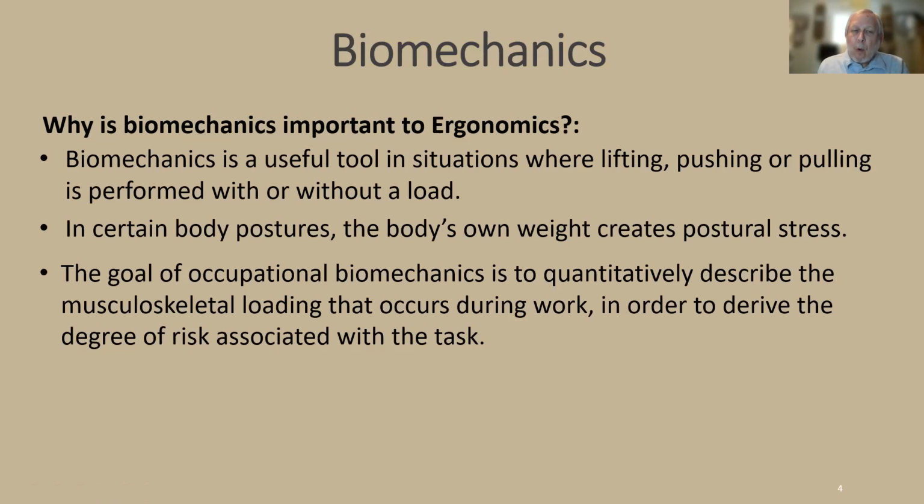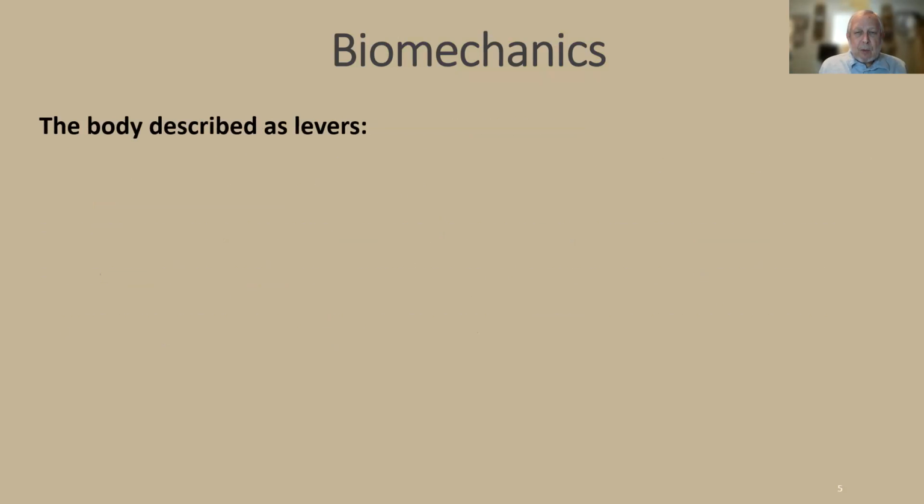Think about it a minute. The goal of occupational biomechanics is to quantitatively. What's quantitatively as opposed to qualitatively? Qualitatively is usually expressed in words like high or low or good or bad or a whole lot, whereas quantitatively is expressed in numbers like 27 or 52 or whatever. So quantitatively describe the musculoskeletal loading that occurs during work in order to derive the degree of risk associated with the task. The body is described as levers.